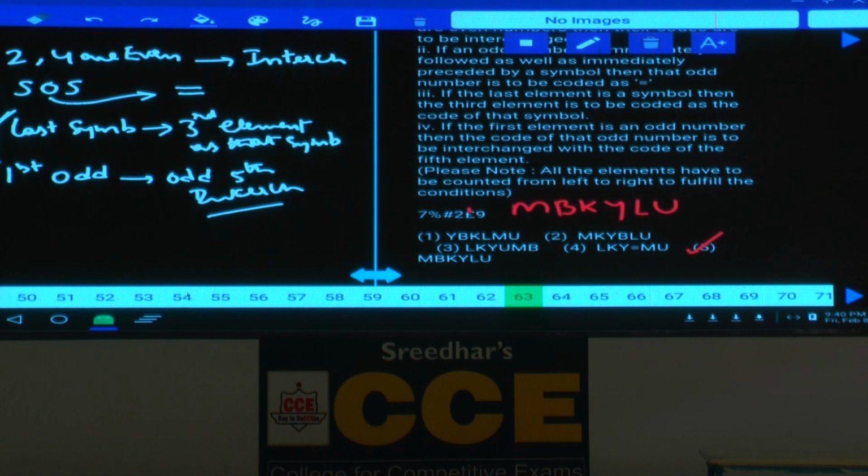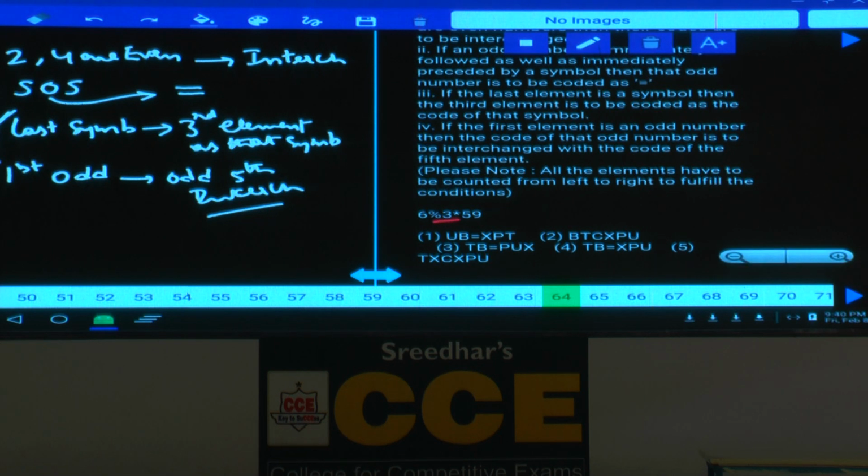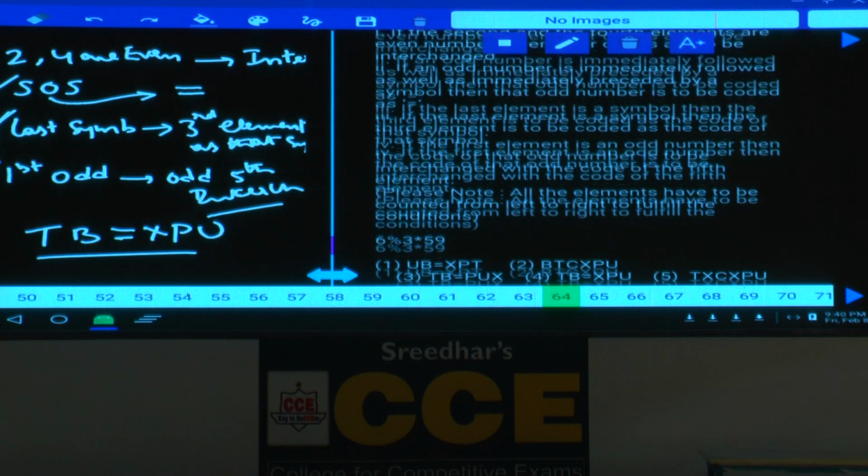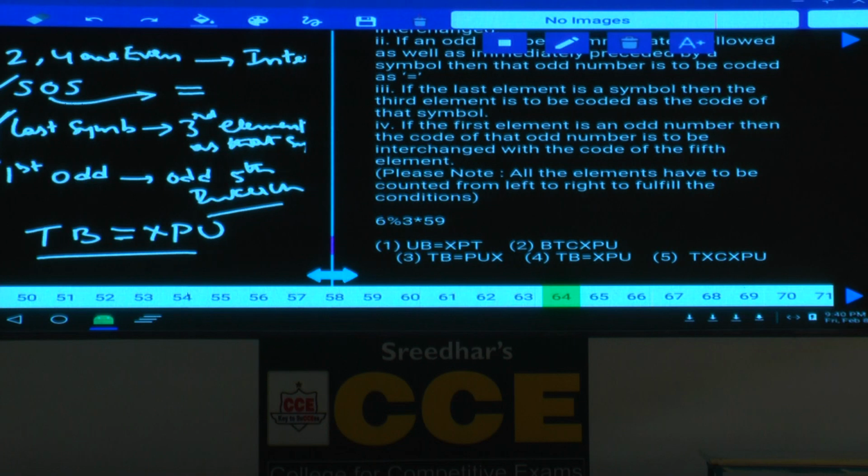Then question number 64. Now in this 64, second and fourth are even ruled out. Symbol, odd and symbol. Now here, percentage, 3 and star, symbol, odd and symbol, hence according to condition number 2. Then the odd digit must be coded as equals to, and all the remaining according to the table. Now 6%. Now tell me what about this one? 6%. 6 is what? 6 is T, isn't it? Now the third element should be coded as equals to, and all the remaining as it is. That is T, B equals to X, P and U is a code to this one. That is choice 4. 64, choice 4.